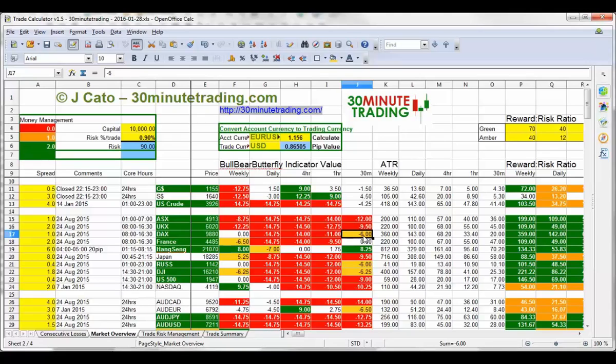Now you want to trade with the trend. So my software allows you to see what it is for each different period of time: weekly, daily, 4-hourly, 1-hourly, and 30 minutes. Gold on this particular day on a weekly chart was bear. On a daily chart was undecided, butterfly.